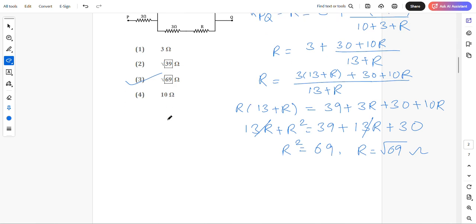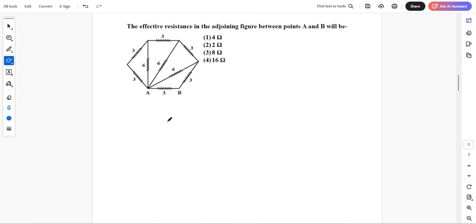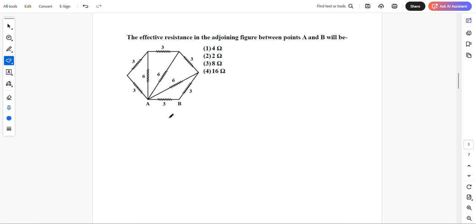Next problem, let's look. Now, the effective resistance in the adjoining figure between points A and B. Okay, this is point A and this is point B. You have to find the resistance between A and B. Okay, let us say one voltage source is connected here.